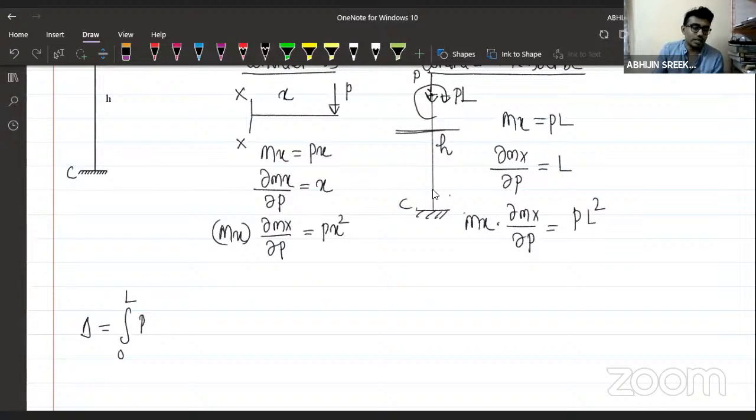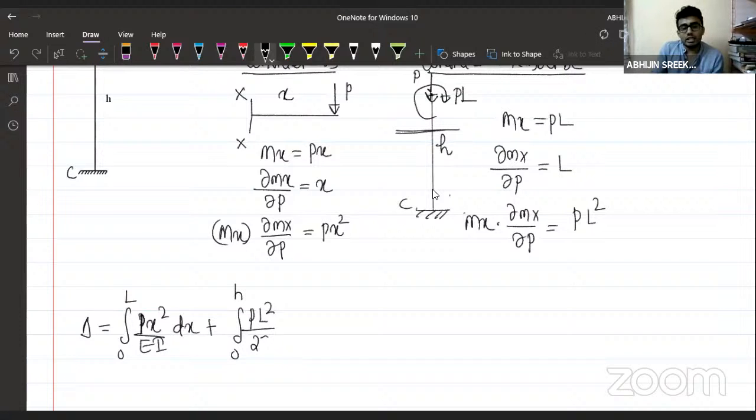I can see some of you, Krishna is giving me the answer there. So Px square divided by EI will be the delta value for the member AB into dx, plus integral 0 to H. Length of the member BC is H. So for BC the limit is 0 to H, and Mx into ∂Mx/∂P is PL square divided by EI. Which equation am I using? I'm using the direct equation for calculating the displacement.